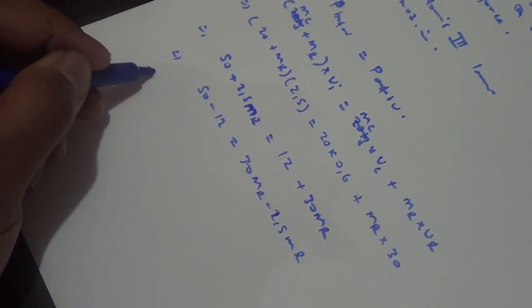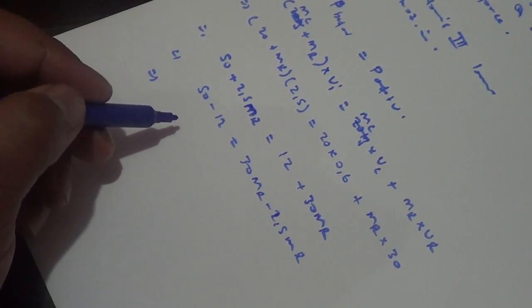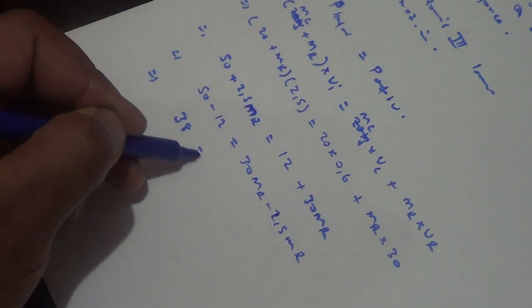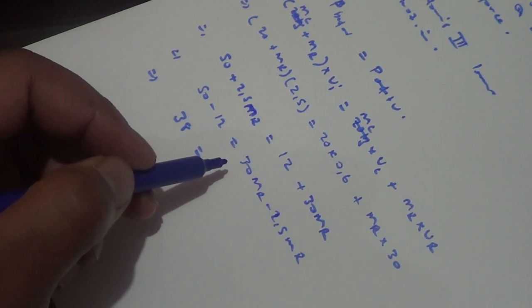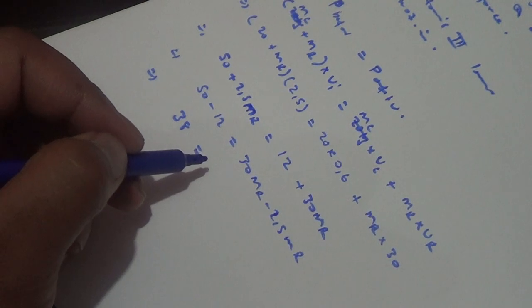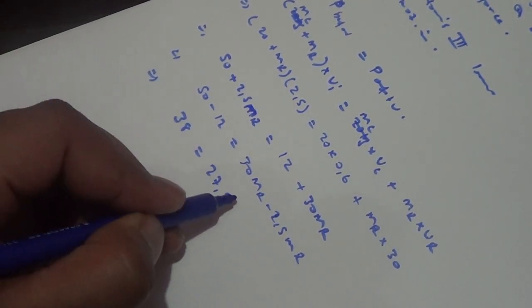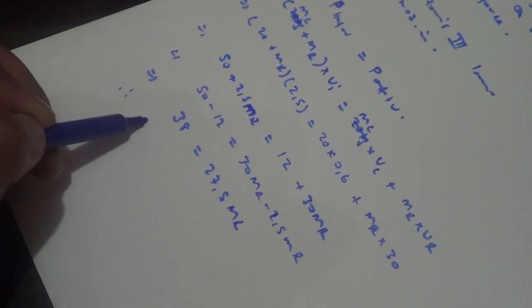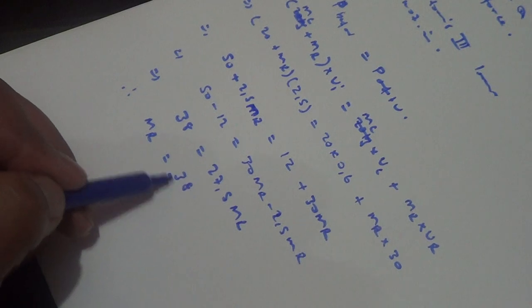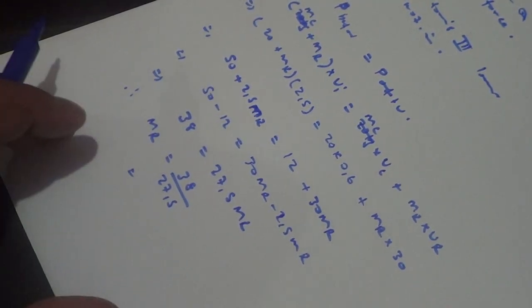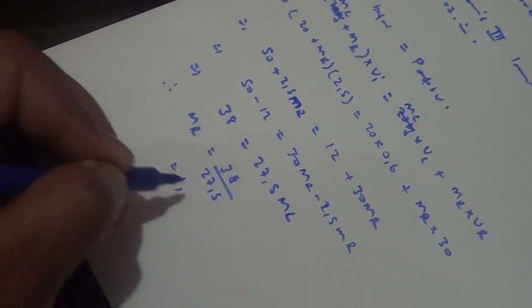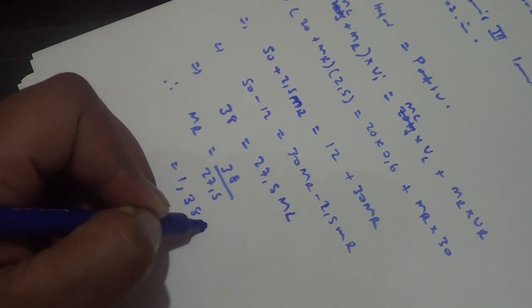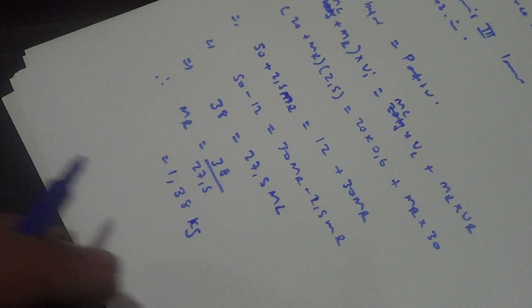Now what does this mean? This is going to be 38 equals, 30 minus 2.5, which is 27.5 m_R. Therefore my mass of the rocket is going to be 38 divided by 27.5. Let's see, what is that? I get 1.38 kilograms. Remember, that is a mass, so it's going to be in kgs.